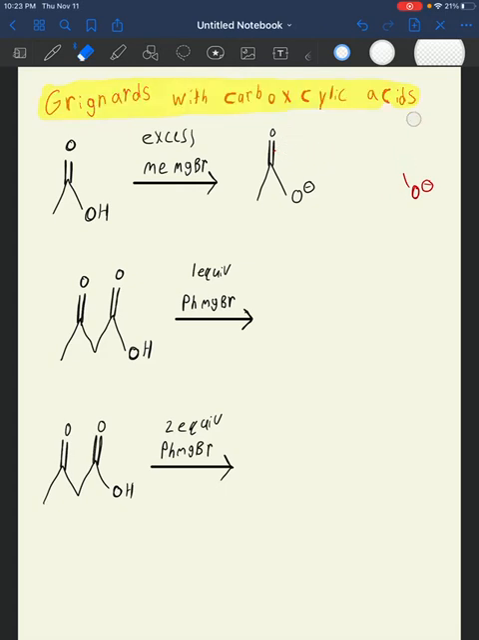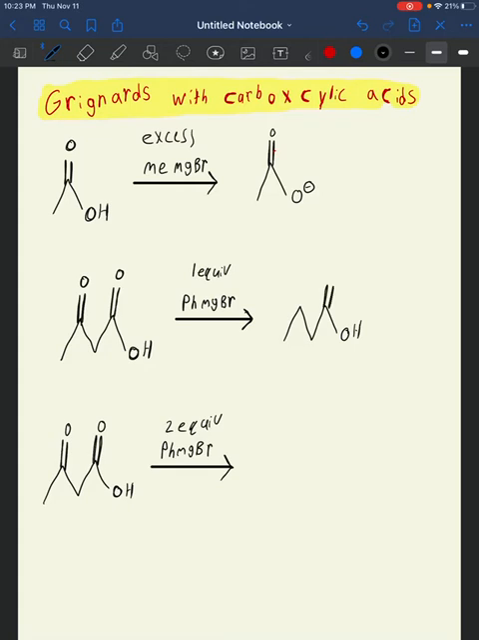Now when we're dealing with a carboxylic acid and a ketone, if we have one equivalent, the only thing it's going to do is deprotonate first. That is always what it does first. Whatever it can deprotonate, it's going to deprotonate. And I didn't even draw a deprotonation. I don't even know what I was thinking there. There you go. So that would be the product of this one.